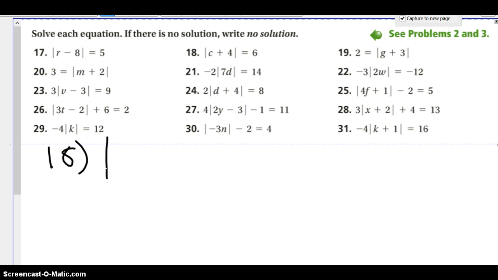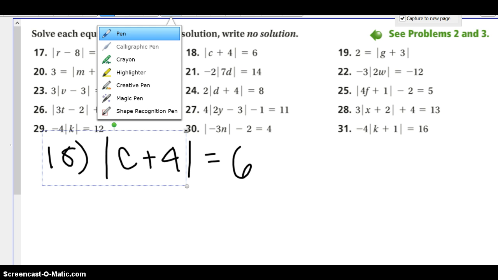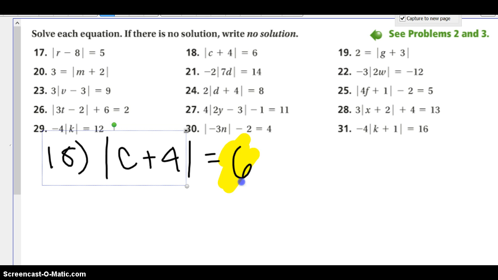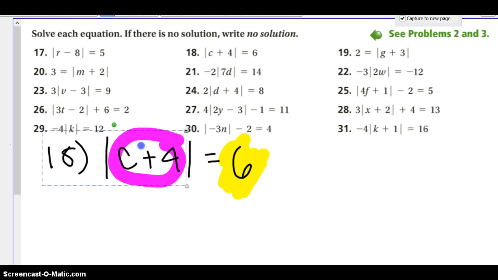All right, so 18 says the absolute value of c plus 4 equals 6. Now, one of the things we talked about was absolute value can never be equal to a negative number. But really what I mean by that is I look over here and this number cannot be negative. Right now it's not. So then I look into here and I say, all right, this whole thing right here, this absolute value needs to be equal to 6.